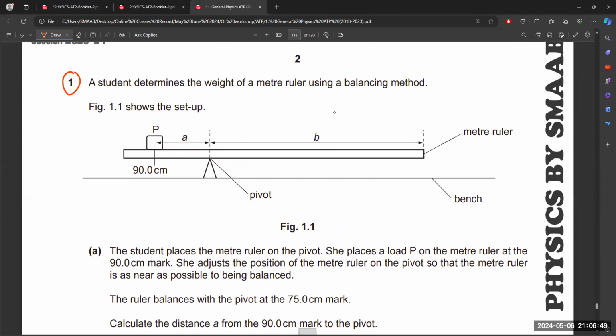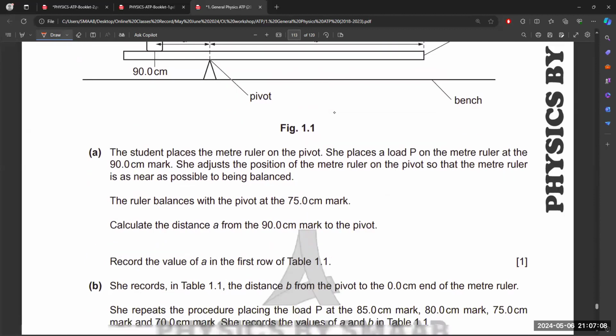So in the first question, a student determines the weight of a meter rule using a balancing method. So this is the setup we use. Basically, this is related to the turning effect of a body, and we know how to find the weight. But still, again, we don't need to apply any theoretical knowledge.